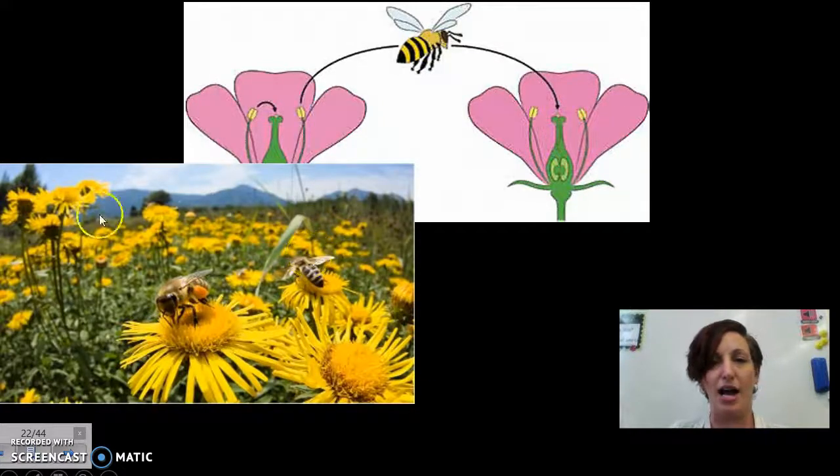Bees are our most prolific pollinators. They're essential pollinators, and they visit thousands of flowers every day, collecting pollen as they go.